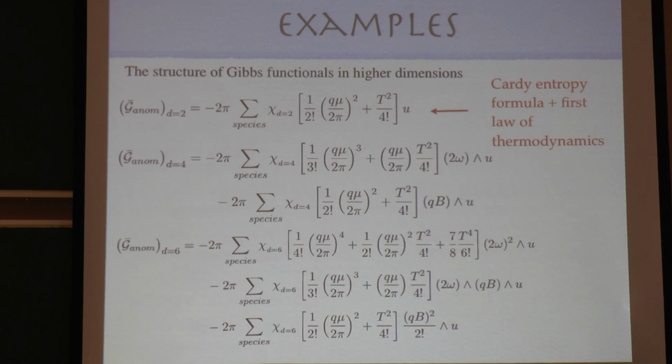So what is the meaning of the sentence, Cardy entropy formula plus first law of thermodynamics? That means that if you are in the Cardy regime, you take the Cardy formula and assume the first law of thermodynamics. You can derive this expression. In higher dimensions, it's not so easy, but you can use kinetic theory techniques.